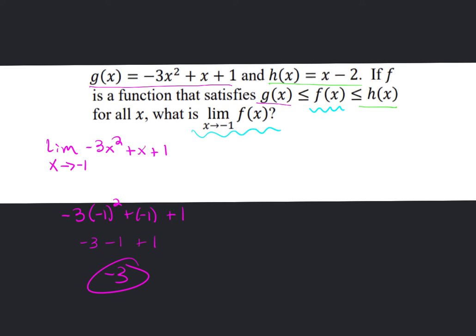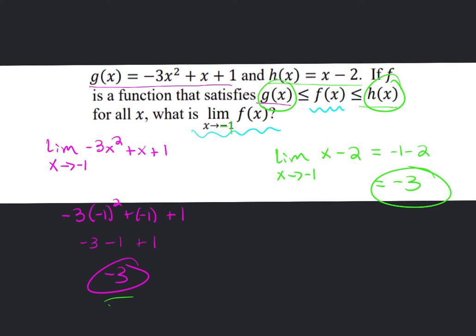All right, now let's look at h of x. So the limit as x approaches negative 1 of x minus 2. If I plug in negative 1, that equals negative 3. So because the limit of the two sides as x approaches negative 1 are both negative 3, then the limit as x approaches negative 1 of that f of x has to equal negative 3.